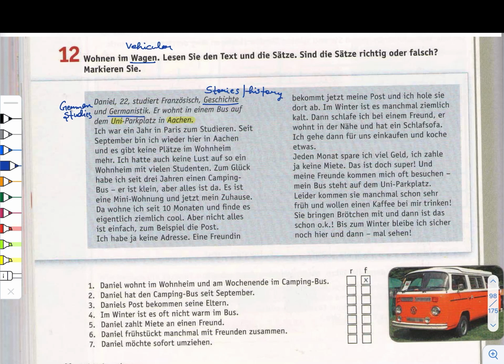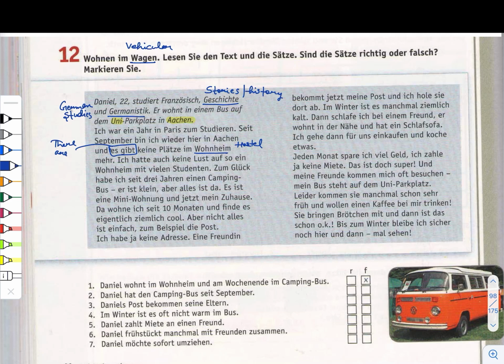Und es gibt keine Platz im Wohnheim mehr. Okay, es gibt means there are. And there are no place im Wohnheim. Wohnheim means hostel, or dormitory. So there is no place in the hostel anymore.